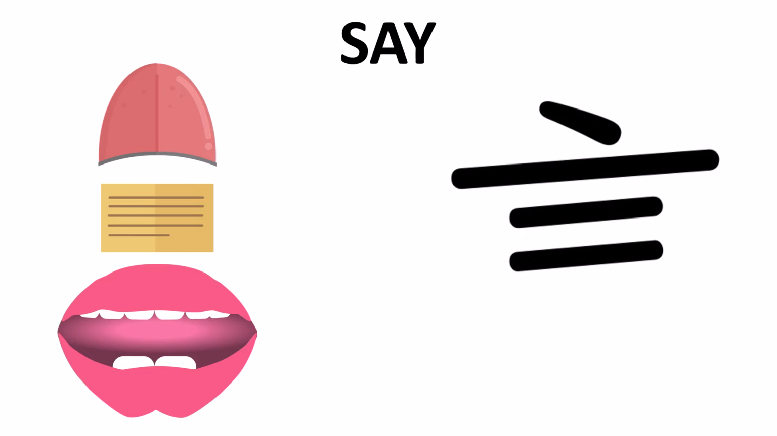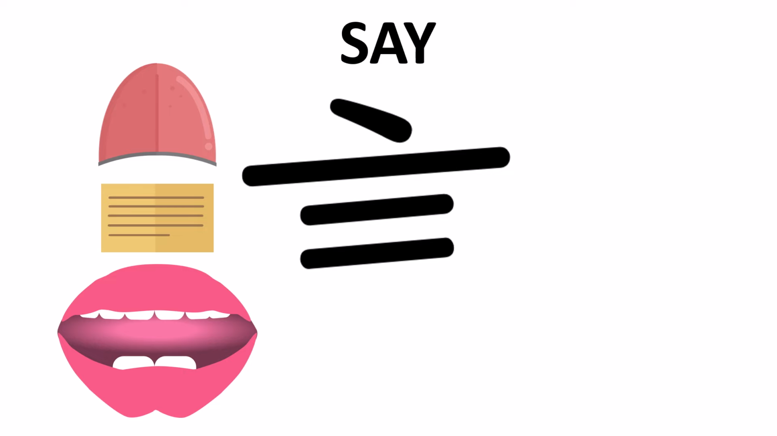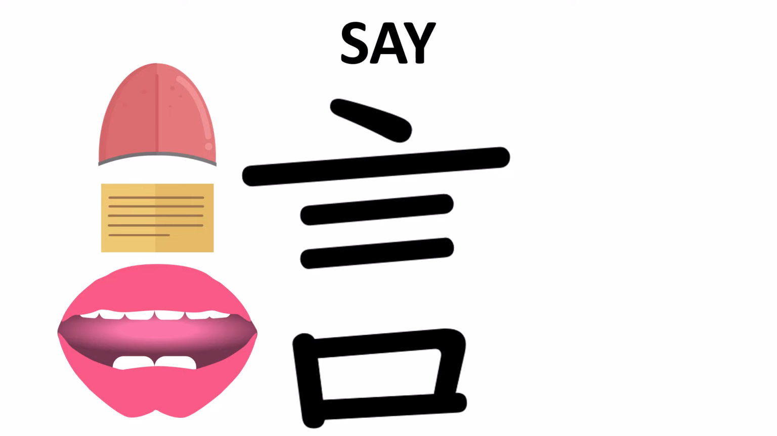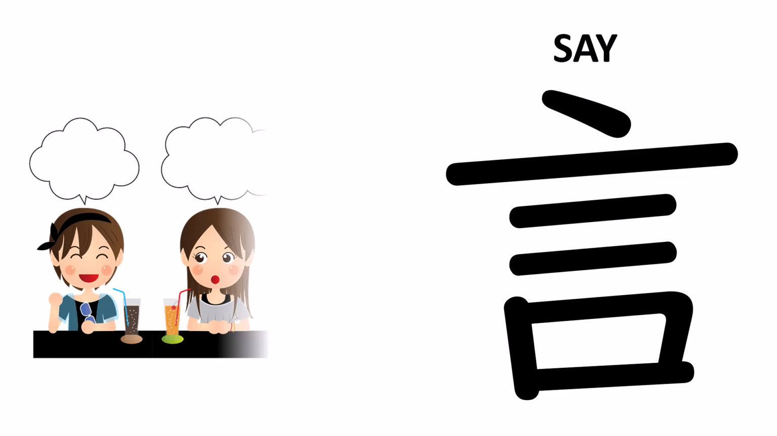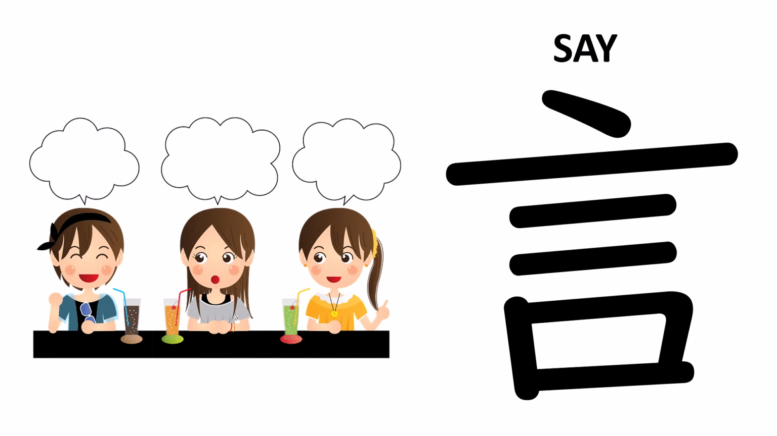The top part is believed to represent the tongue or the movement of the sound, and the bottom is the mouth. It is a direct and intuitive visual of the primary action of human language, the making of sound to convey meaning. It is a kanji that is literally about getting your message out there.